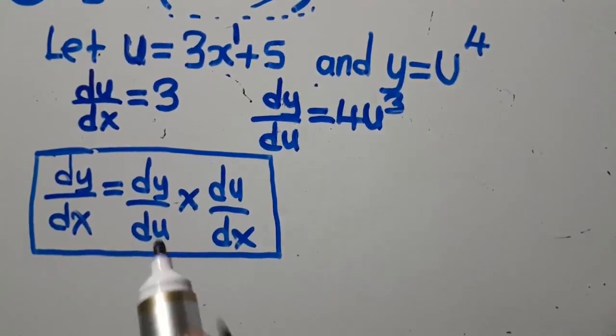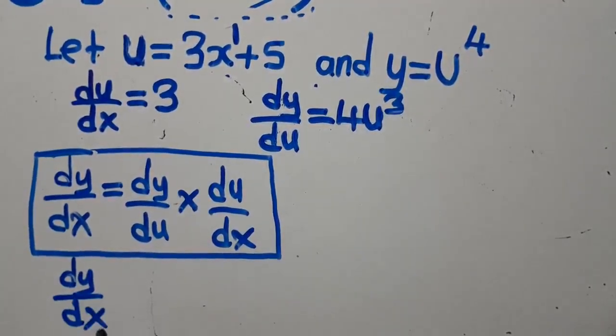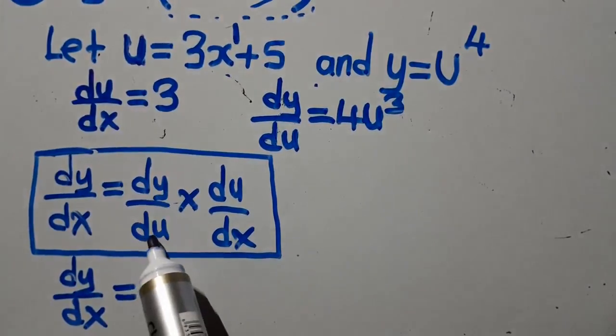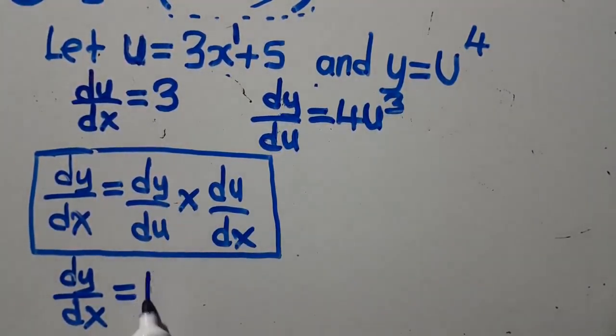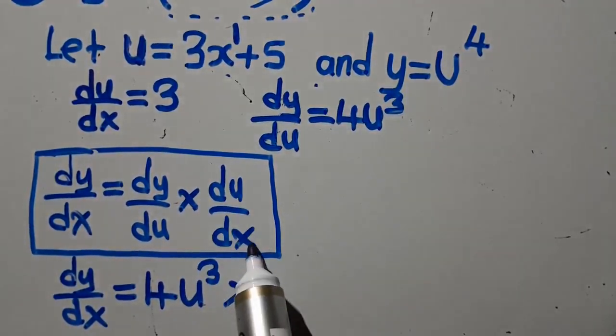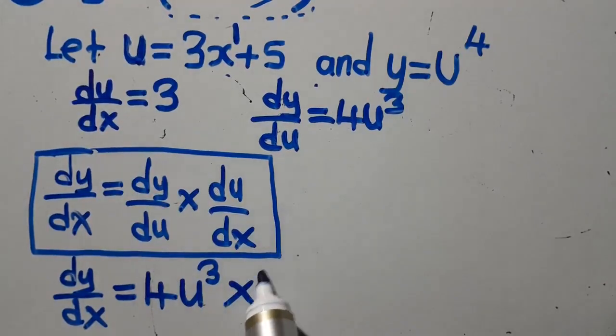What will be your final answer? You say dy/dx is equal to what? dy/du. Where is your dy/du? It is 4u^3 times du/dx. du/dx is there, which is a 3. So you put a 3 there.